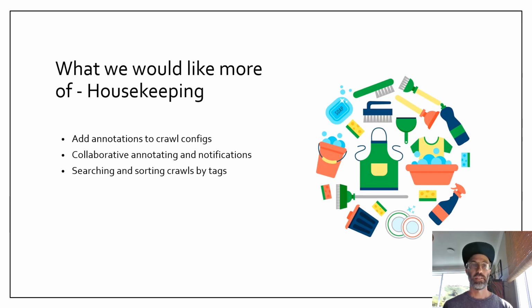From a collaboration perspective, when adding notes to crawls and potentially crawl configs, having a user stamp and perhaps a notification sent to the owner that their crawl has been annotated would also be very useful. We really like the ability to tag crawl configs and crawls, but we couldn't see a way to search and sort crawls by tag, which would be a really useful search parameter.